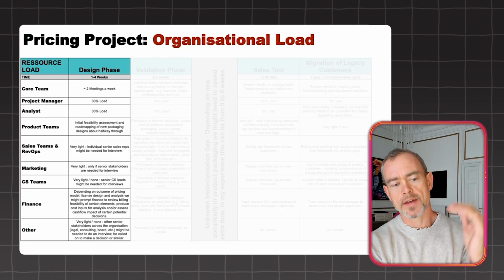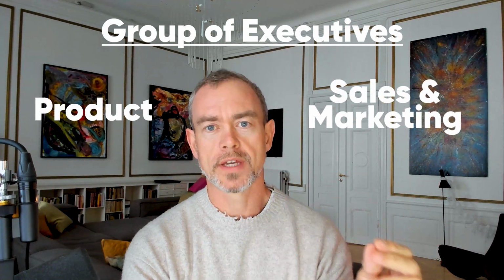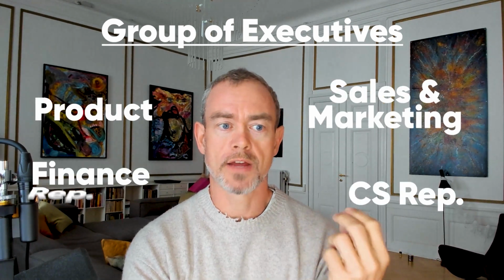So essentially you have the different types of stakeholders. So you have the core team. That's a group of executives, someone from sales or marketing or both, and then someone from product. And then you can have CS represented. You can have finance represented.